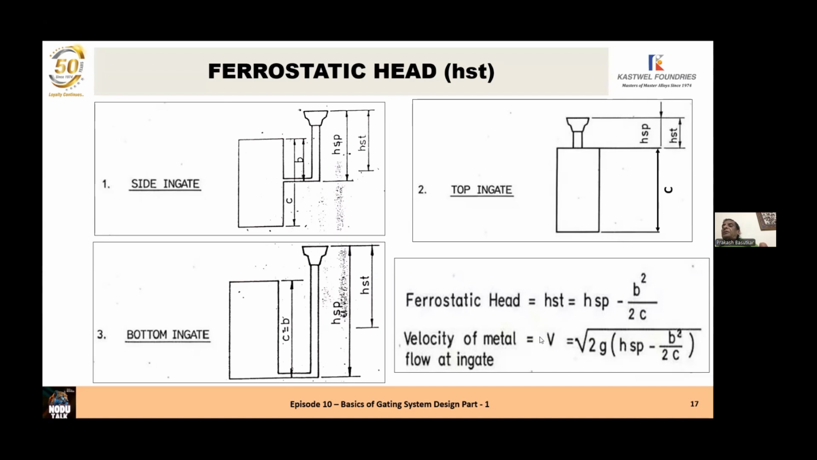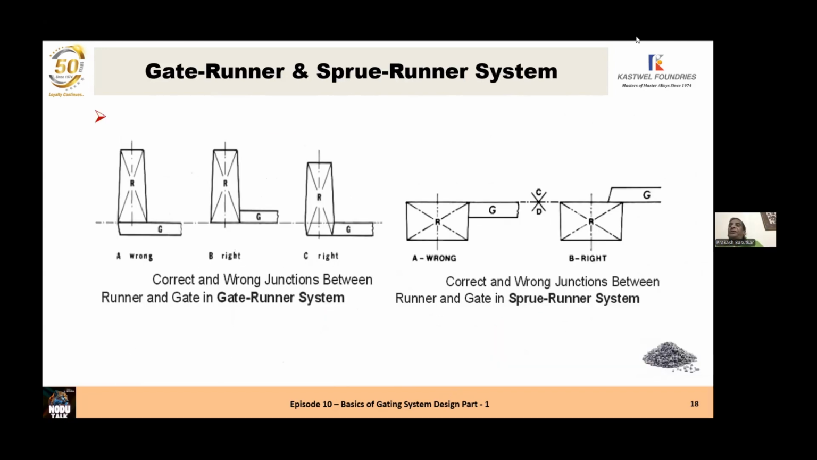The velocity of metal flow in the ingate will be the velocity of the metal flow. The velocity of metal flow at the ingate is equal to the square root of 2G into HSP minus B squared upon 2C. These are the two types of gating system.